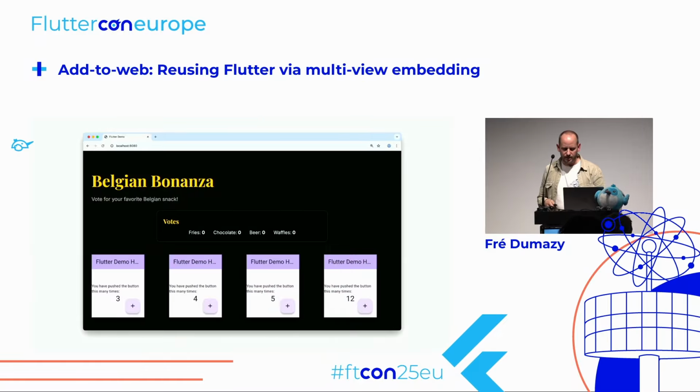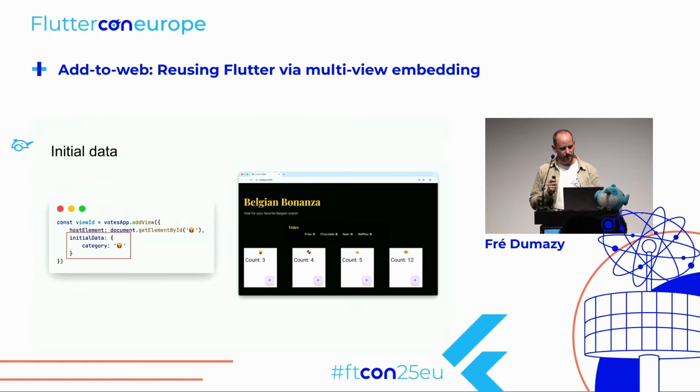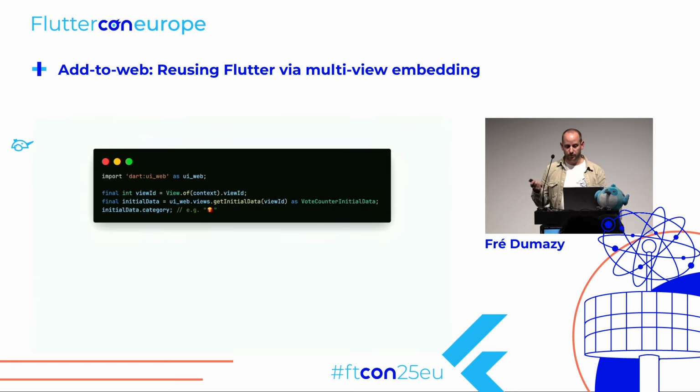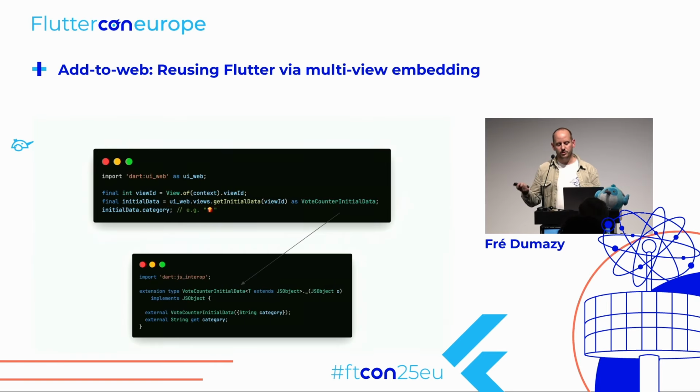So yeah, let's change that by adding some initial data. So when you start a view, you can add initial data. This could be any type of JavaScript object. And from within your widget tree, from anywhere actually, you can ask, which view am I running on right now? And with that, you can ask for the initial information, initial data, and maybe use some JS interop just to make it easy to deal with casting and so on.